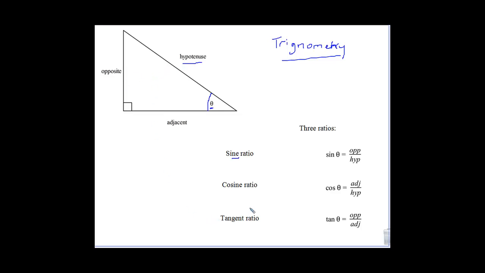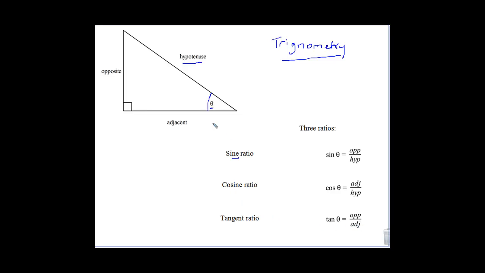If we look for the cosine ratio, that's always the adjacent side, so the side next to the angle, over the hypotenuse. And our third one we call the tangent ratio. We take the opposite side over the adjacent side. So there's our definition of our three ratios. Sine's the opposite on hypotenuse, cosine's adjacent on hypotenuse, and tangent is the opposite on adjacent.